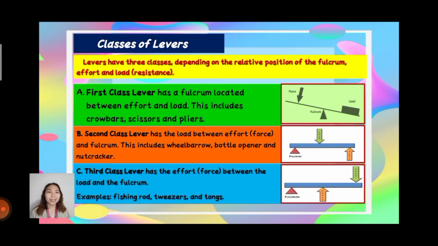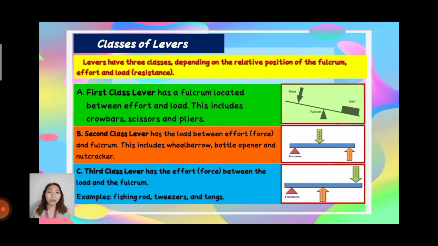So, we have here the classes of levers. Levers have three classes depending on the relative position of the fulcrum, effort, and the load or what we call the resistance. The first class lever has a fulcrum located between effort and load. Ang fulcrum naa siya sa tunga, no? Ang load naa sa tumoy. So, the force naa siya pero ang fulcrum naa diha sa tunga. This includes crowbars, scissors, and pliers. So, mga example na siya sa first class lever.